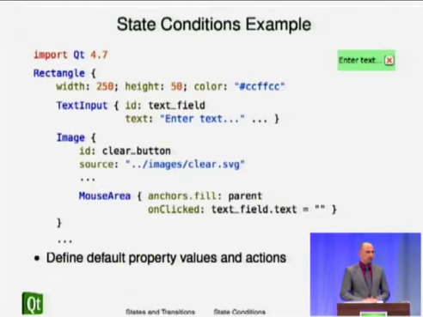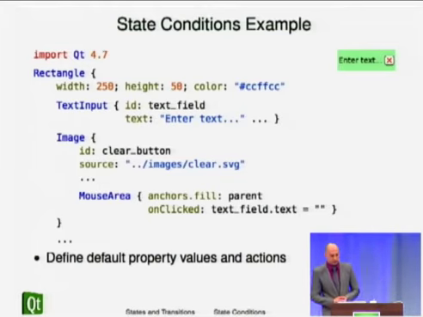It becomes a button, namely something you can click, by having a mouse area. The mouse area fills the parent because we want all of the button to be clickable. And then we say, when it's clicked, we want to change the text to nothing, because it's a clear button.